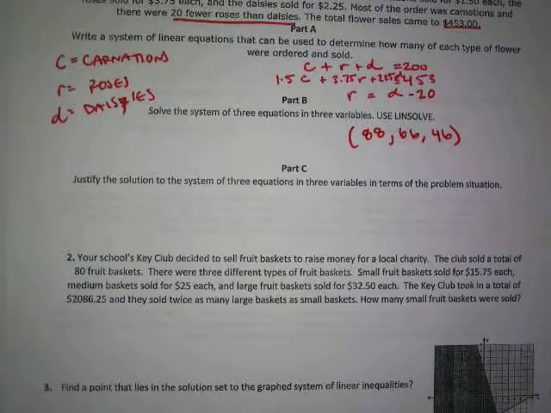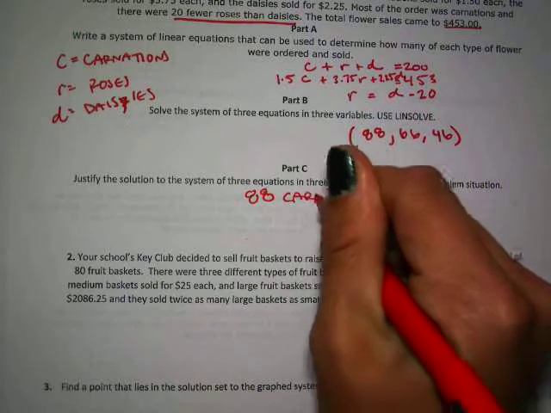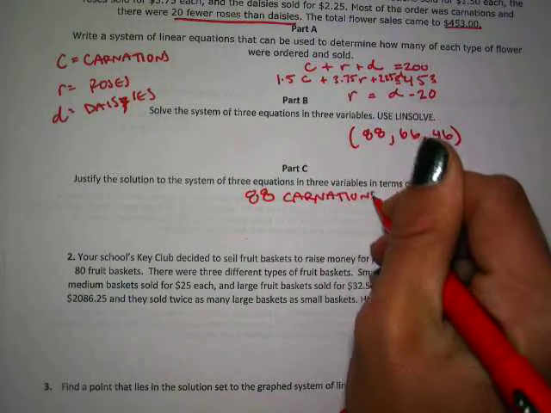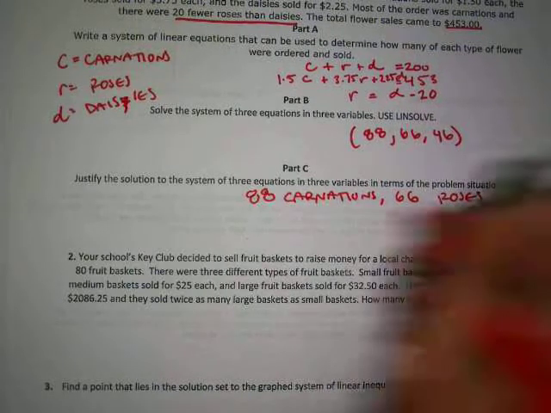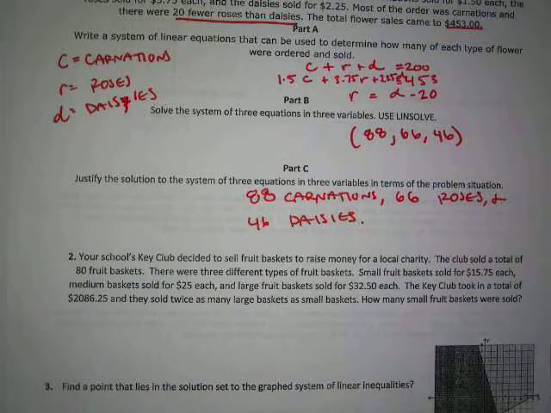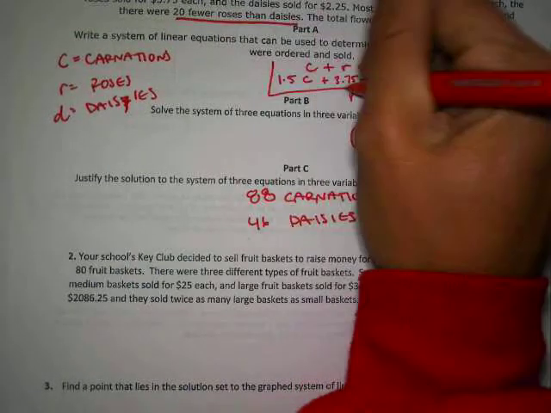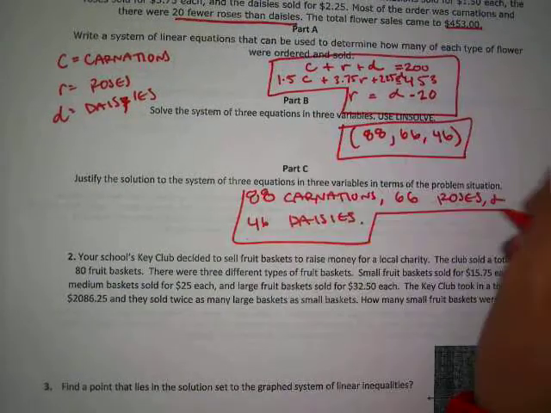Part C says justify the solution to the system of 3 equations and 3 variables in terms of the problem situation. So that just means what are these numbers, what do they mean, what do they stand for? Well, I have 88 carnations, 66 roses, and 46 daisies. All right, so those are your 3 parts for that problem.